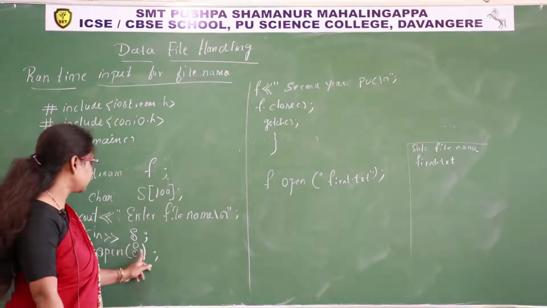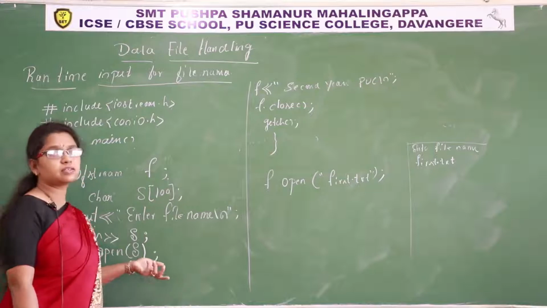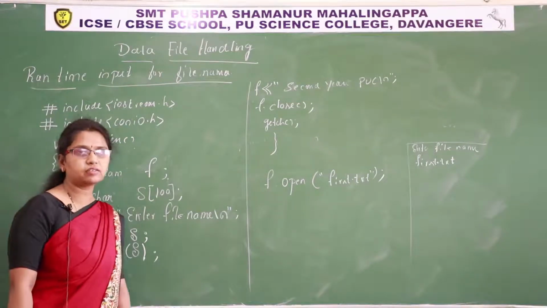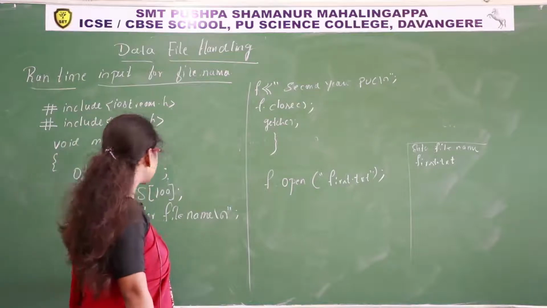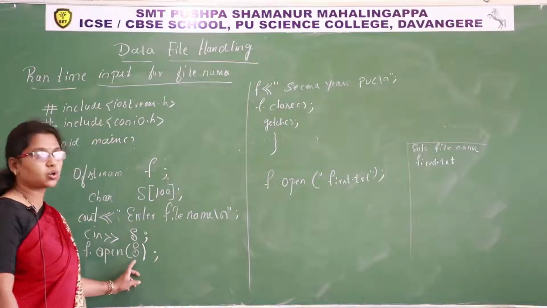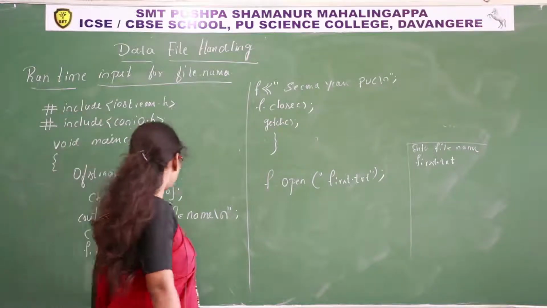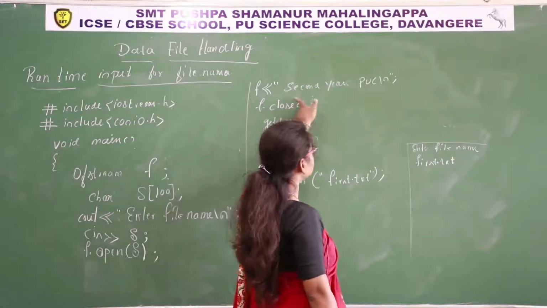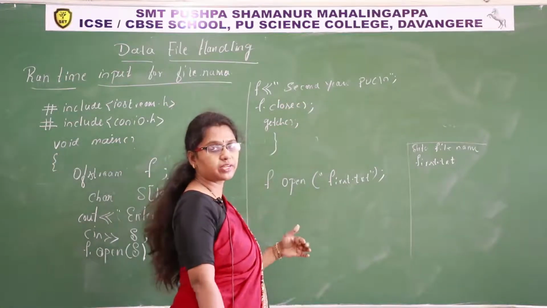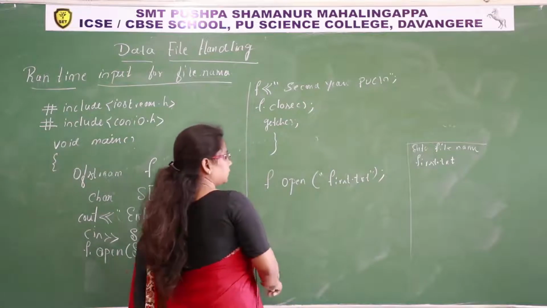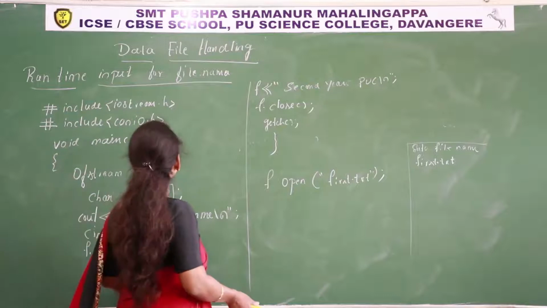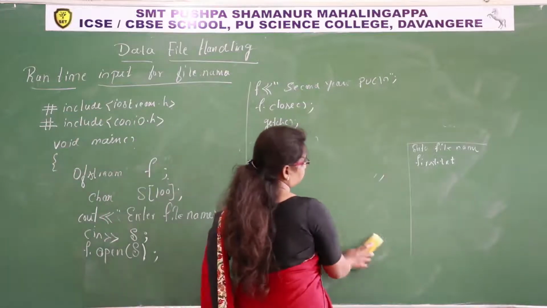If you write double quotes here, what does it mean? Yes is not a file name. Yes is a container which contains a file name. So you have to give yes here. Then it considers first.txt, opens that file and writes this text into that file. After that it closes the file. Then it terminates the program. So this is about a runtime input for file names.